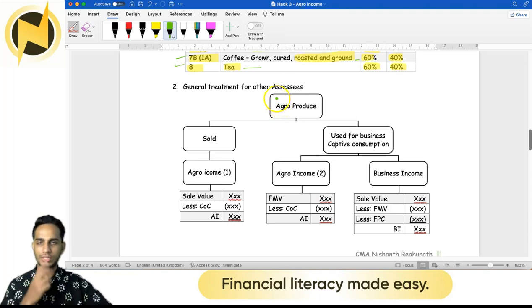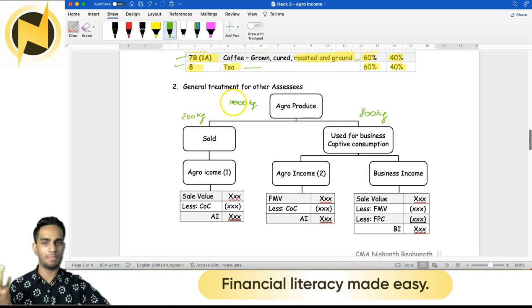Let's take the example of Lay's. Lay's cultivates, say, 1000 kg of potatoes. Out of 1000 kg, they take 800 kg to manufacture the Lay's product. 200 kg they don't need because it's over their capacity requirement. So they decide to sell it off.